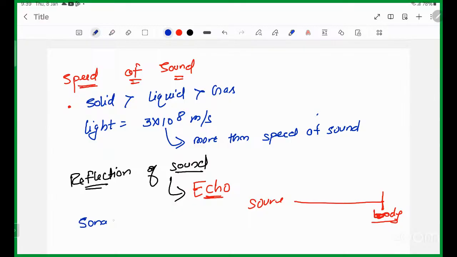Based on this, we use sonar. By this principle, it helps in the navigation of submarines.